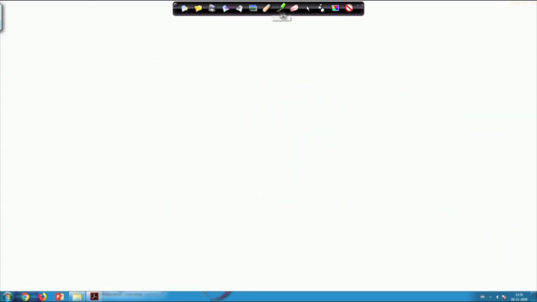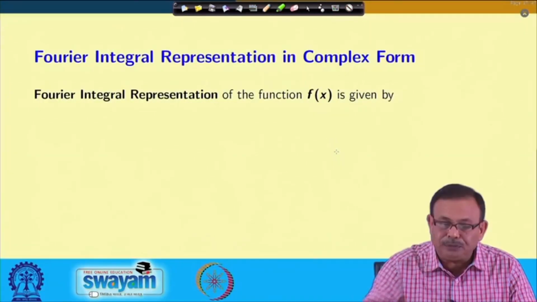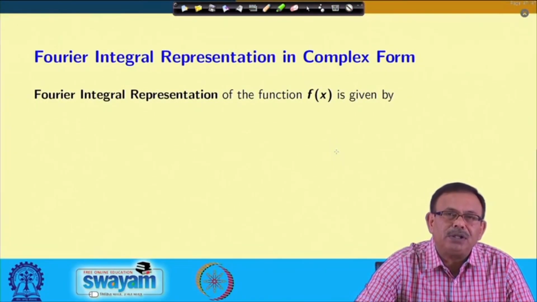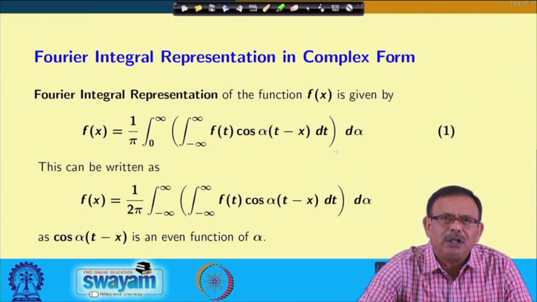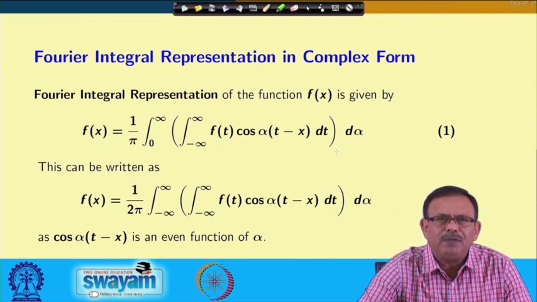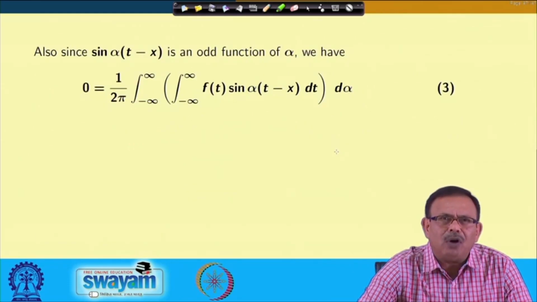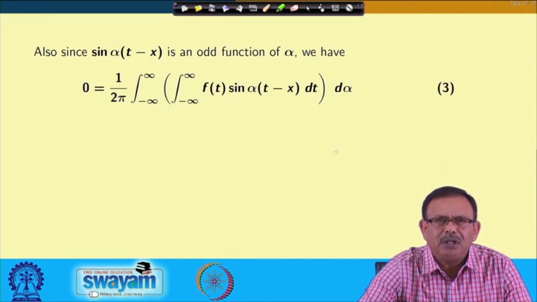Let us just see quickly here. The Fourier integral representation of the function f(x) is this one, as we have done earlier, f(t) into cos of alpha into (t minus x), which can be represented by minus infinity to infinity, because cos of alpha (t minus x) is an even function. From the properties of definite integral we can tell this, and also we know sin of alpha (t minus x) is an odd function. So, the value of that integral will be 0.